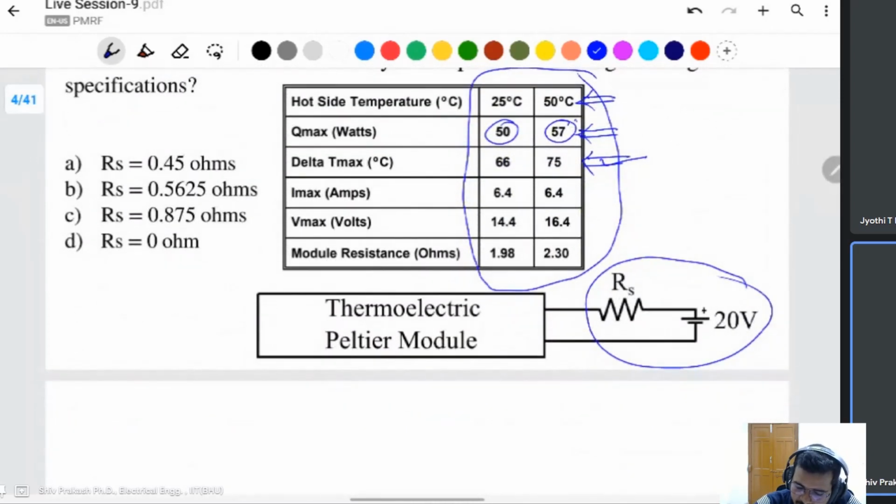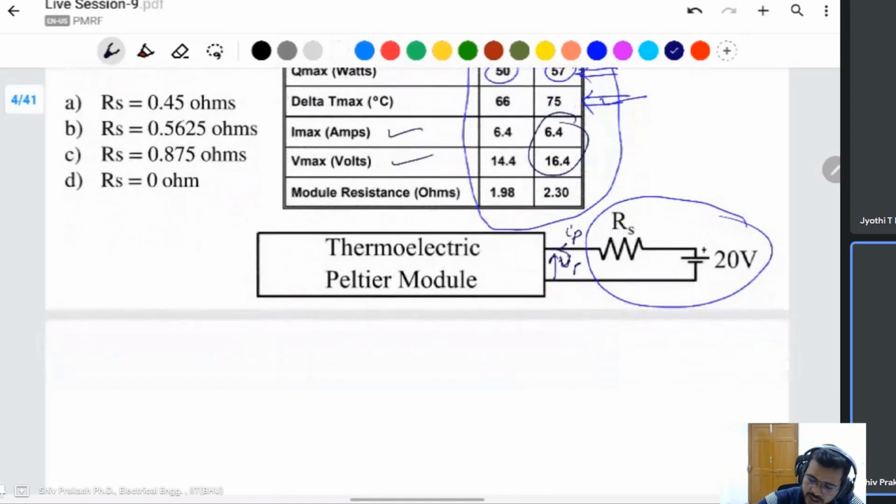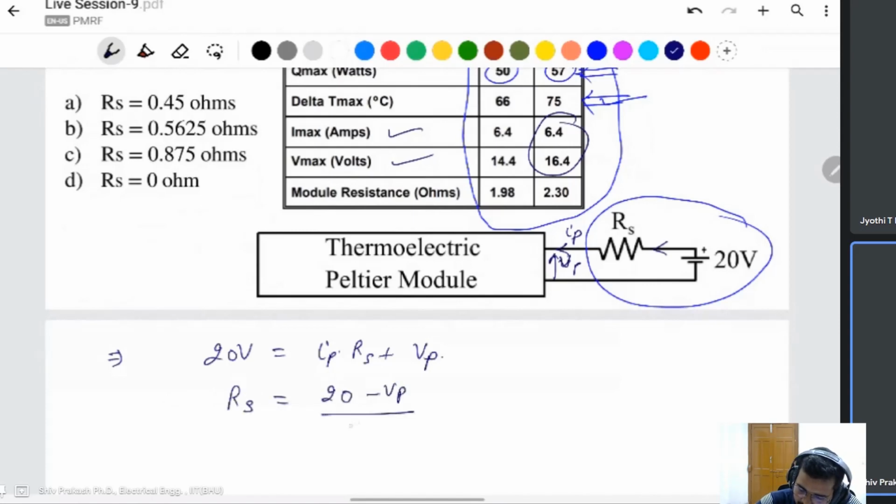Suppose you select the 57 watt or higher power transfer. Then you should use this voltage and current. This is the VP voltage here, and this is the IP current. Then you can simply calculate Rs. If you apply KVL here, 20 volts is equal to IP times Rs plus VP. To calculate Rs, it will be 20 minus VP divided by IP.